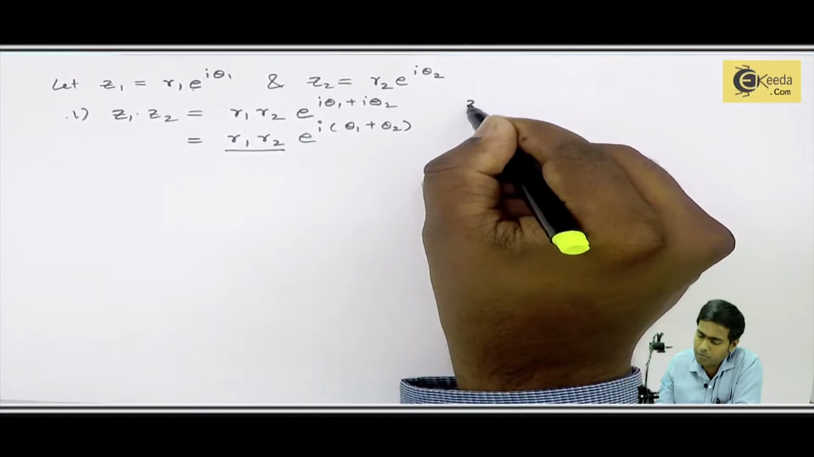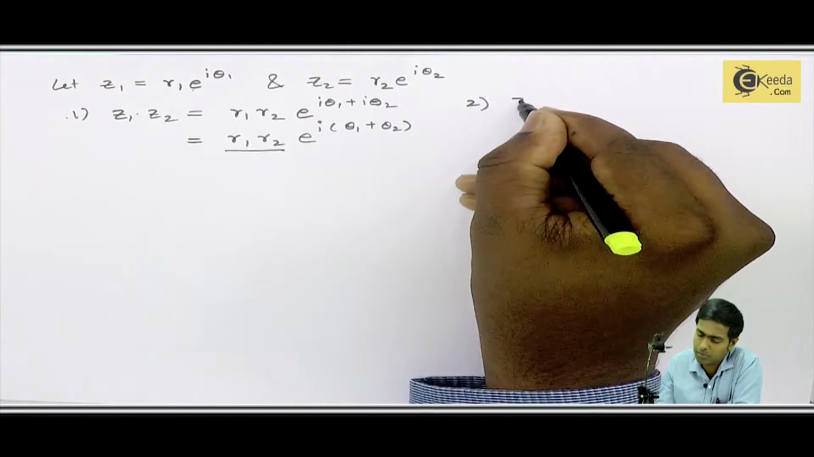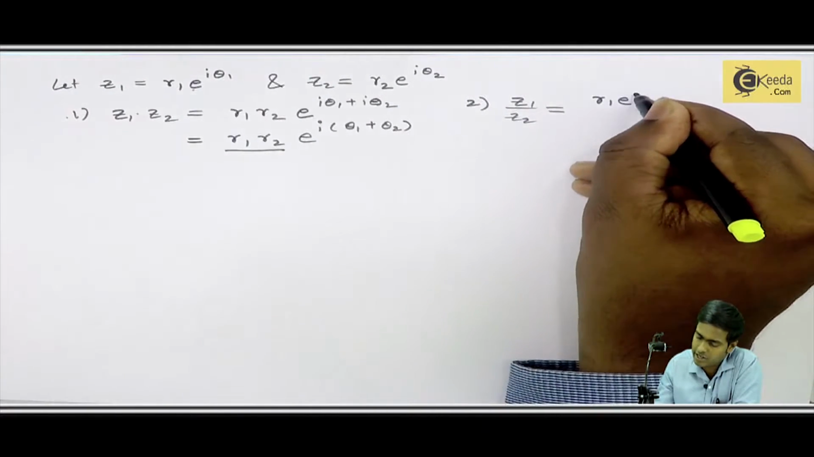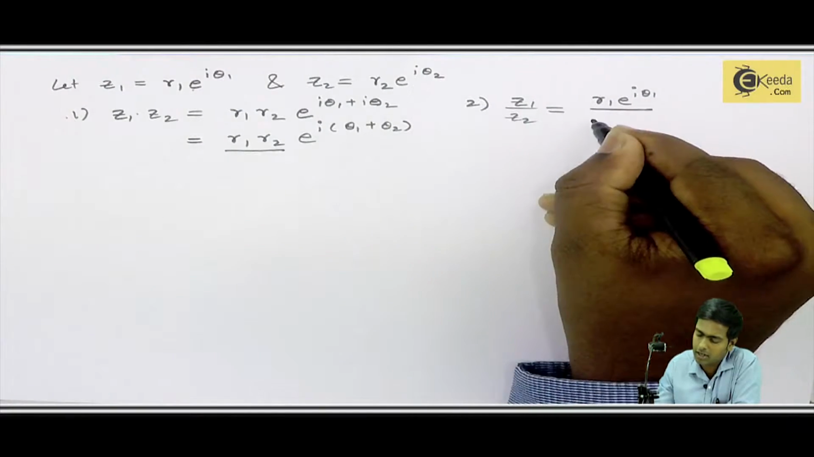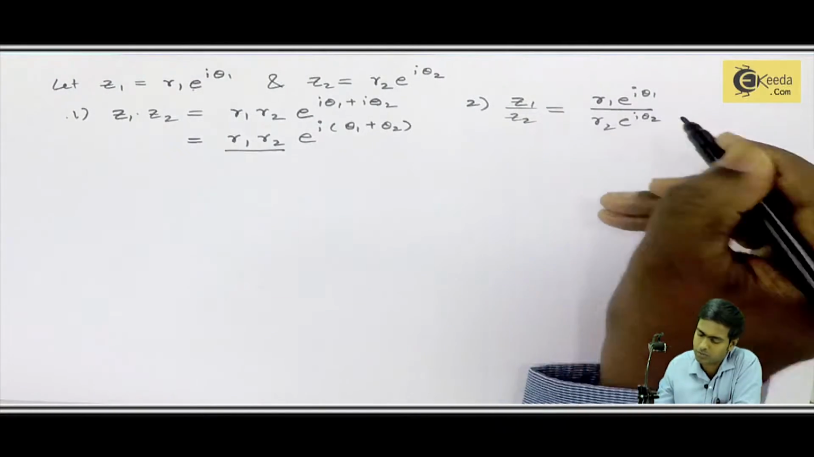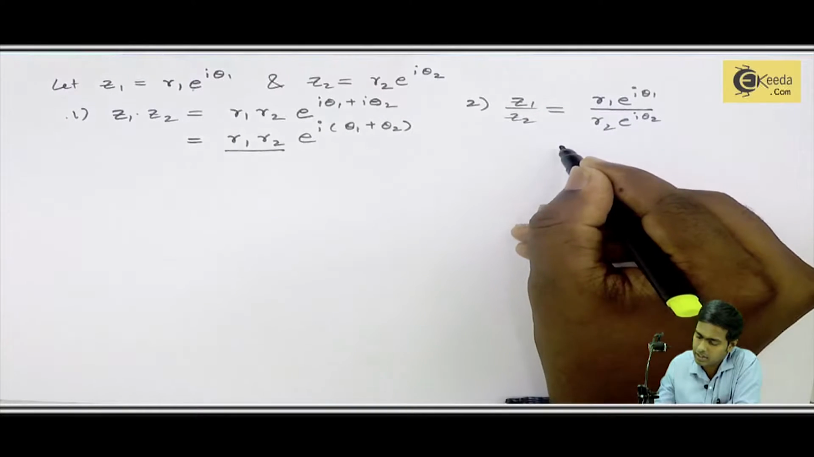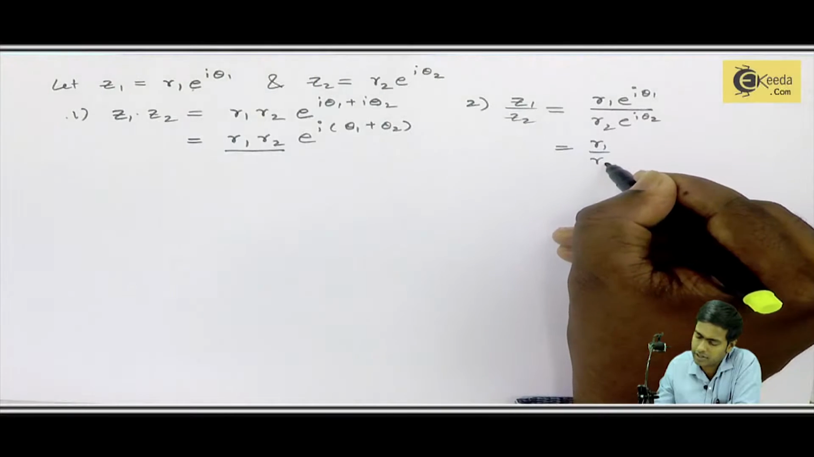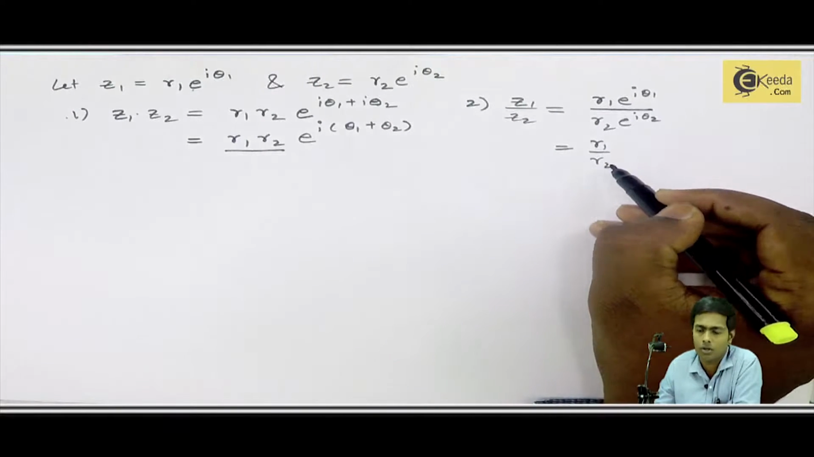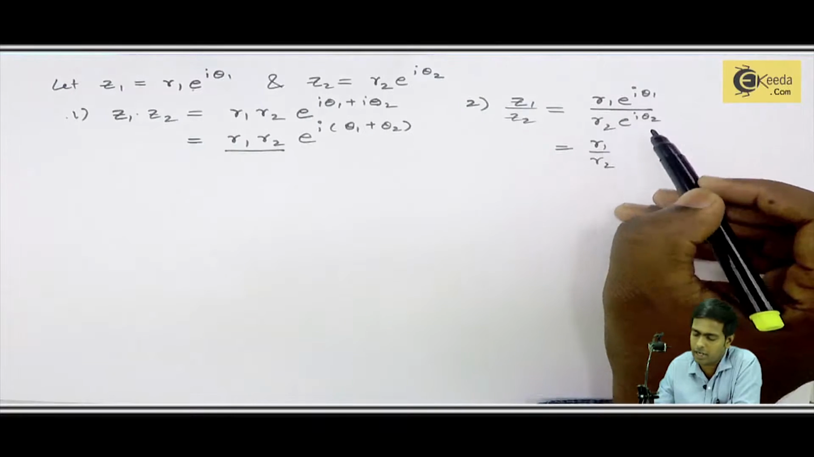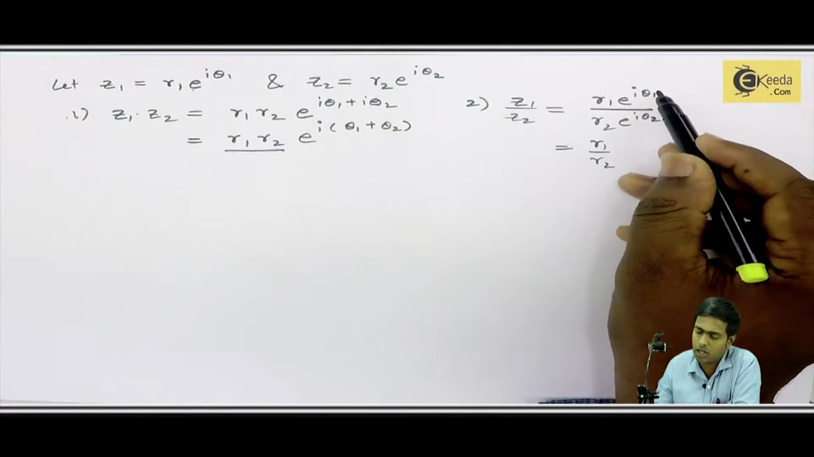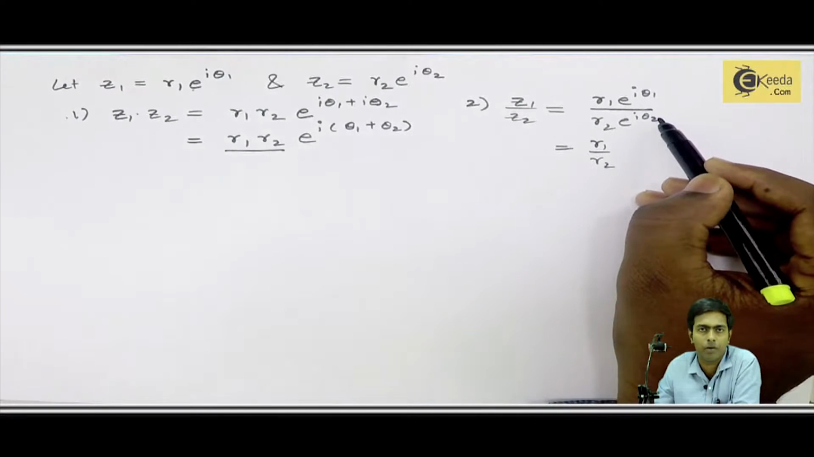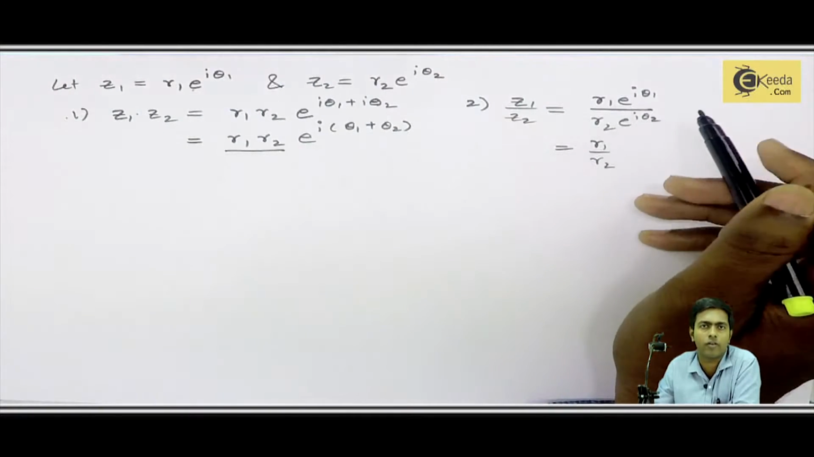Similarly, if we perform the division of these two complex numbers, that is z1 upon z2, it will give us r1 e raised to i theta 1 upon r2 e raised to i theta 2. Now here you can see that r1 and r2 are real numbers, so we will divide them in the general manner, that is r1 upon r2. But here e raised to i theta 1 and e raised to i theta 2 both are in exponential form, and i theta 1 and i theta 2 are in power. So here again we will apply laws of indices.